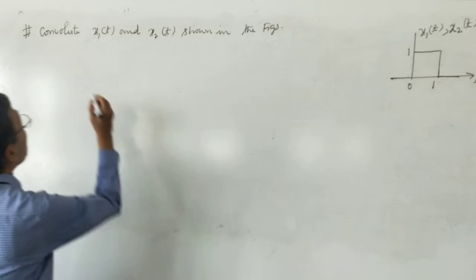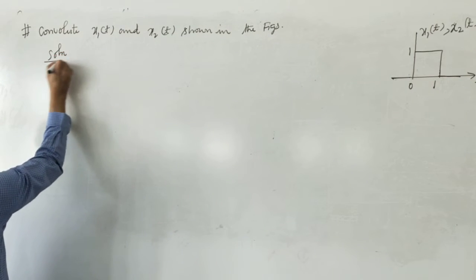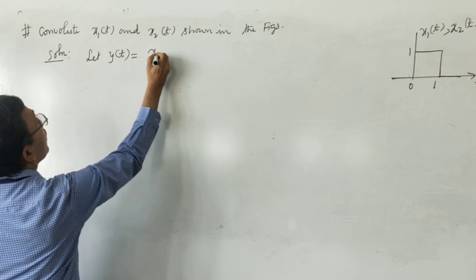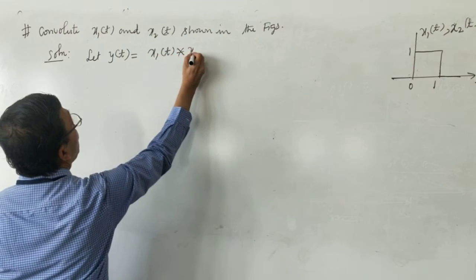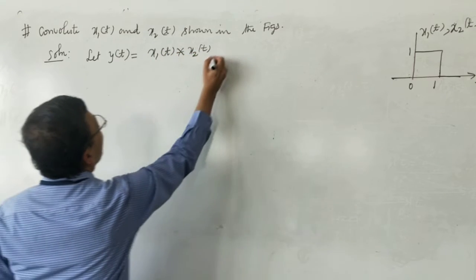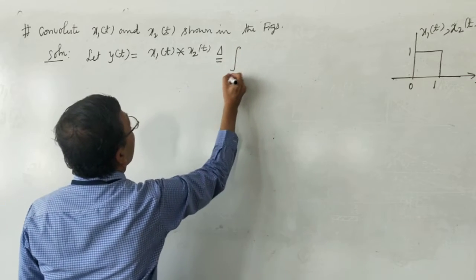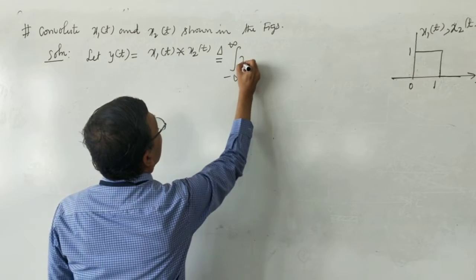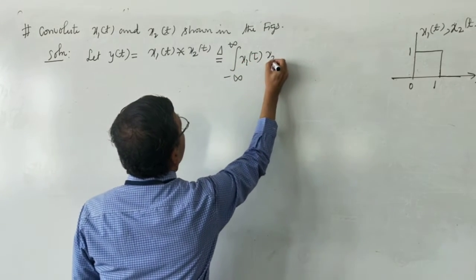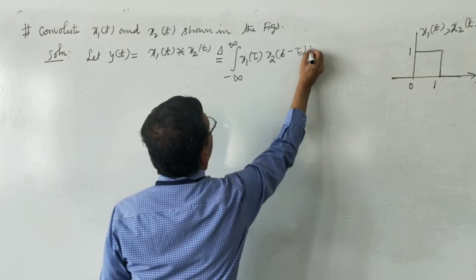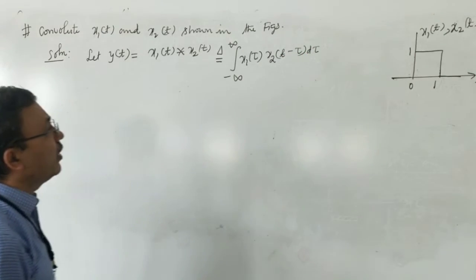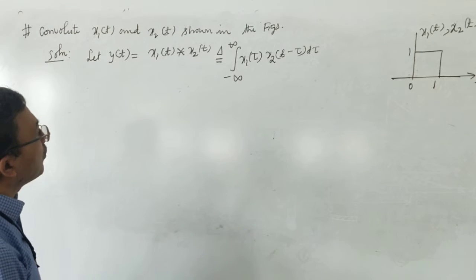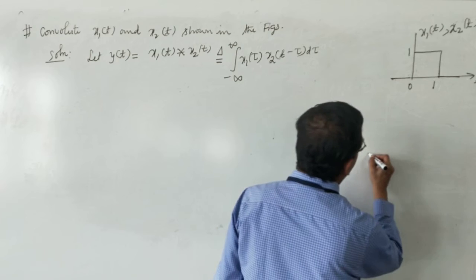Now, solution. Let y of t equals x1 of t convoluted with x2 of t. This is by definition equals integral minus infinity to plus infinity x1 of tau into x2 of t minus tau d tau. As I said earlier, the next step is to sketch the functions x1 of tau and x2 of t minus tau. x1 of tau is very simple to sketch.